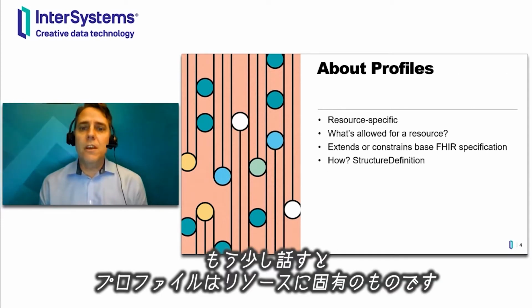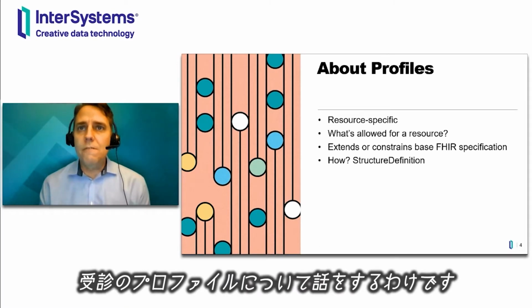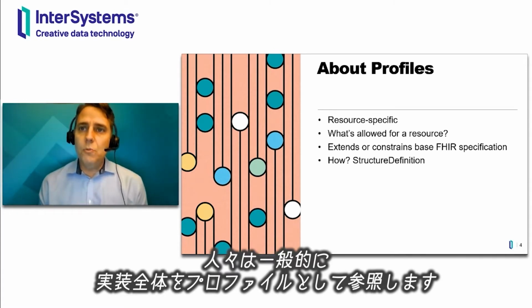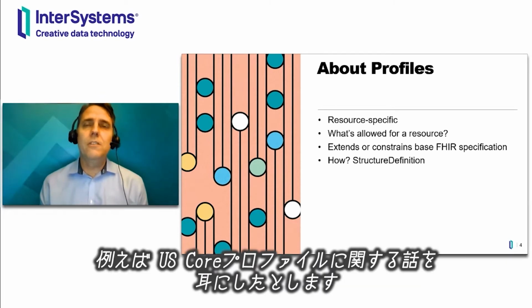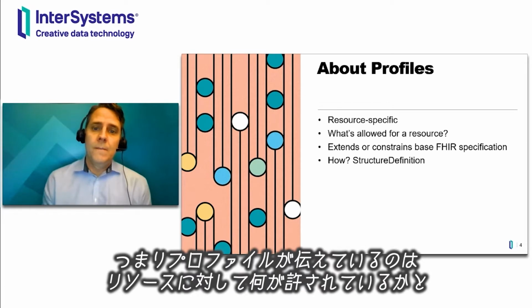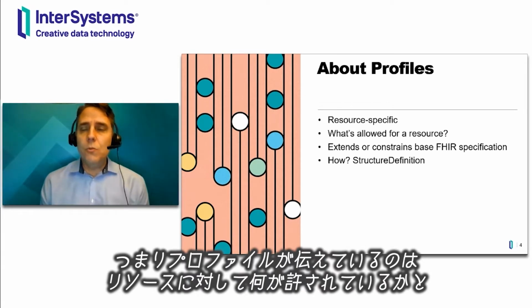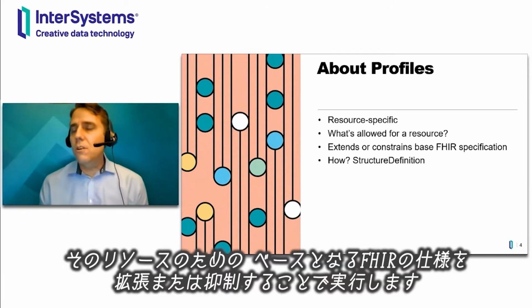A little bit more about profiles. They are resource specific. So when you're talking about profiles, you should be talking about the patient profile, the observation profile, the encounter profile. Now, commonly people do refer to the entire implementation as a profile, but technically this isn't correct. For instance, you'll hear people talk about the US Core profile. Actually, US Core is an implementation guide that contains profiles and other FHIR artifacts. So basically a profile says what's allowed for this resource, what data fields are allowed for this type of resource. And it does this by extending or constraining the base FHIR specification for that resource.